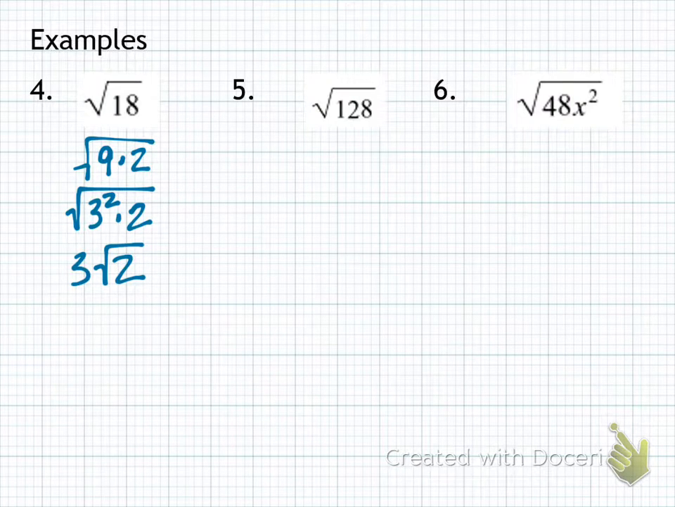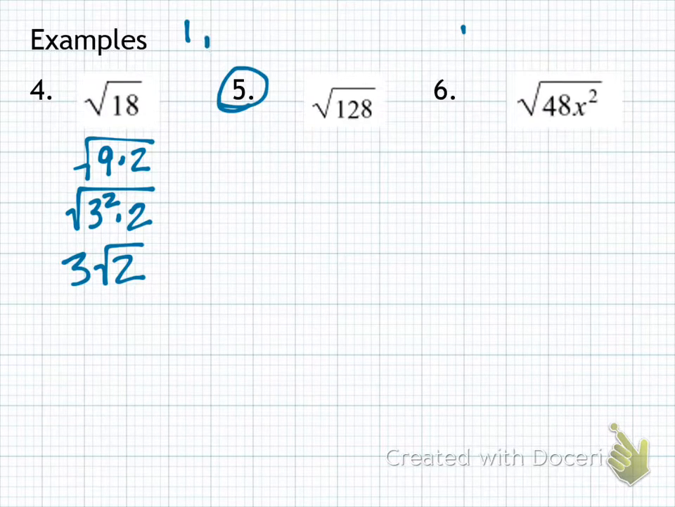Okay, and number 5, 128. Looking at this, it is not a perfect square, but I noticed that if I divide it by 2, I get a perfect square. So dividing by 2 is going to give me the biggest perfect square option, so you always want to check that first, kind of as a strategy. You could try to divide by 2 and see if what you are left with is a perfect square.